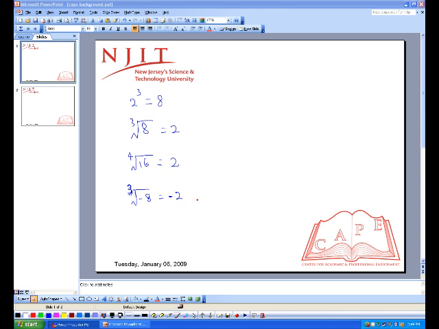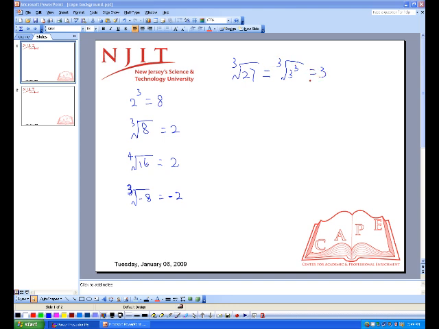This is the definition of the nth root. So let's try to use this definition on some problems. For example, let's try to find the cube root of 27. So what number taken to the third power will give you 27? Well, we know that 27 is equal to 3 to the third power, right? And the cube root cancels out with the cube, so the answer will be 3.